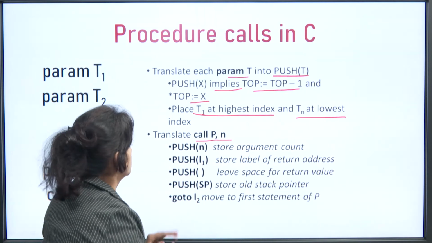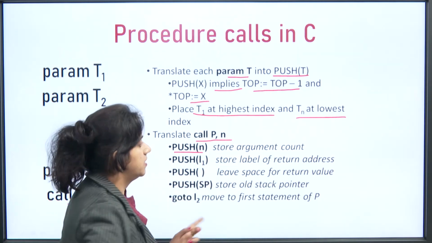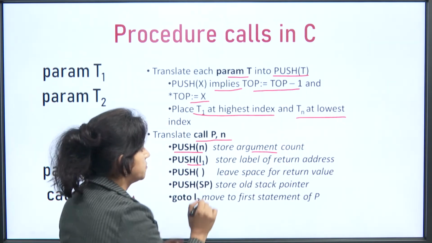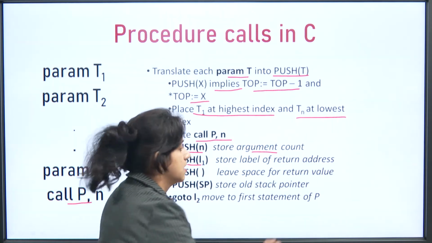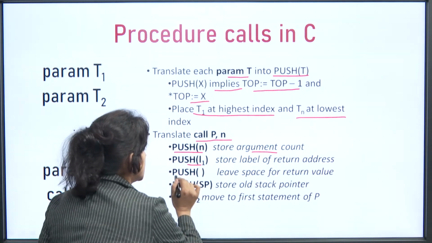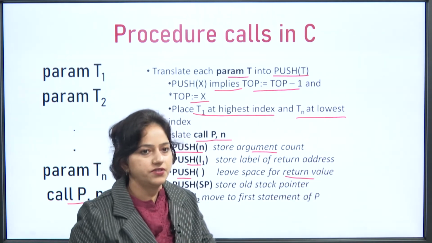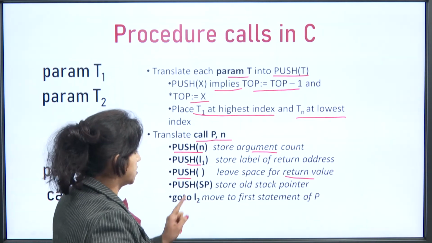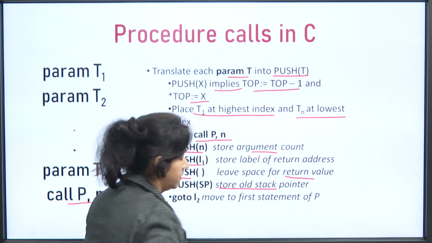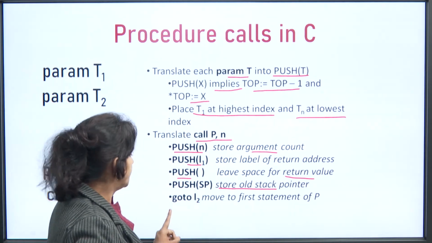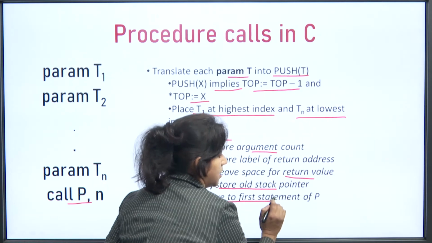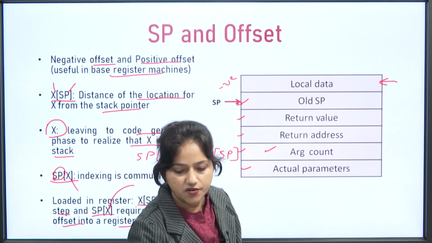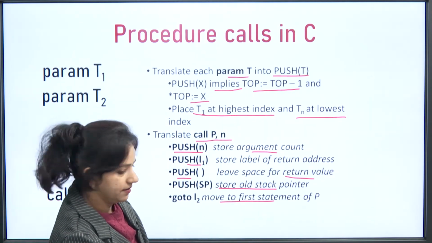So, we will push everything onto the stack. Push n will store the argument count into the stack. Now, push L1 will store the label of the return address. Next is push, which is the space for the return value; after execution the function will return a value, so we keep a space for it in the stack. Now push SP, to store the old stack pointer. Then go to L2, which moves to the first statement of P. We are doing all this in the same order as we have designed the activation record.